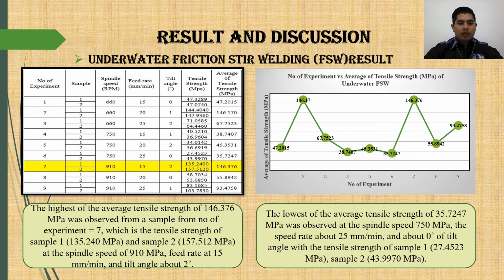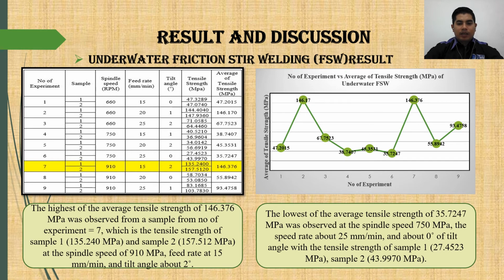From the table, the highest average tensile strength of 146.376 MPa was observed from experiment number 7, where the tensile strength of sample 1 is 135.240 MPa and sample 2 is 157.512 MPa, at a speed of 910 rpm, feed rate at 15 mm per minute, and a tilt angle of about 2 degrees.